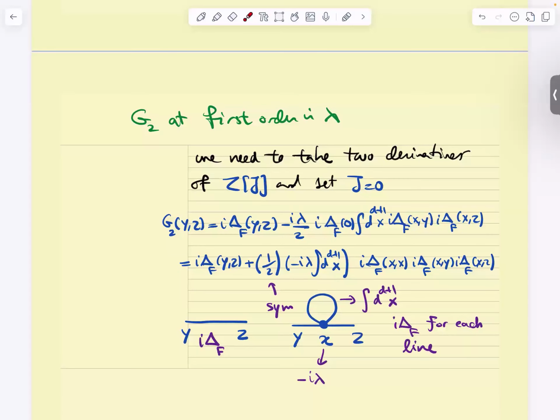Good. Let's pause here. Is it clear what the deal is? This Δ_F(0) is this loop, and this Δ_F(x,y) is this, Δ_F(x,z) is this. There are i's associated with it. Then there's minus i lambda that sits outside. This factor of 2 is the symmetry of the diagram. If you flip these two guys, it's a symmetry factor. So this is the first order correction to the propagator.